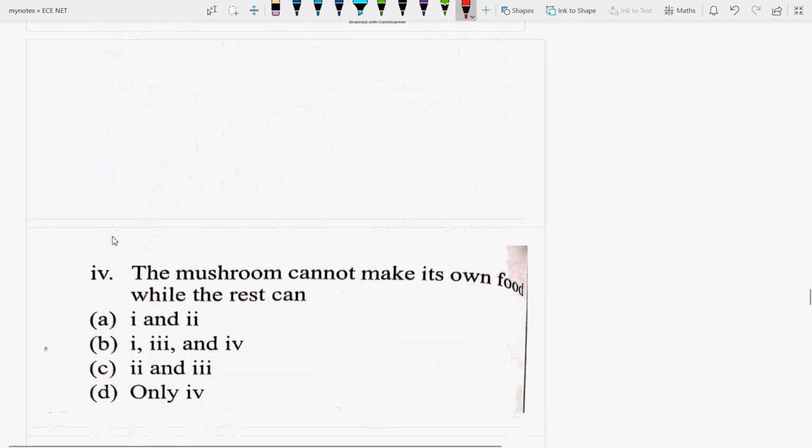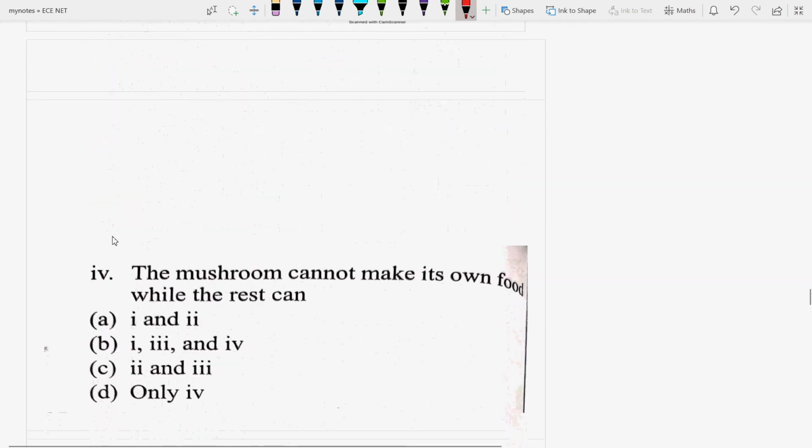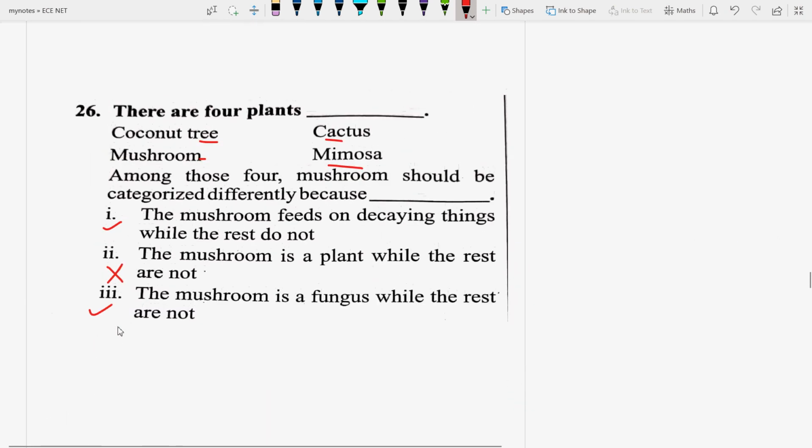Next is fourth, the mushroom cannot make its own food while the rest can. Yes, true. So the answer will be first, third and fourth. Okay, first, third and fourth.